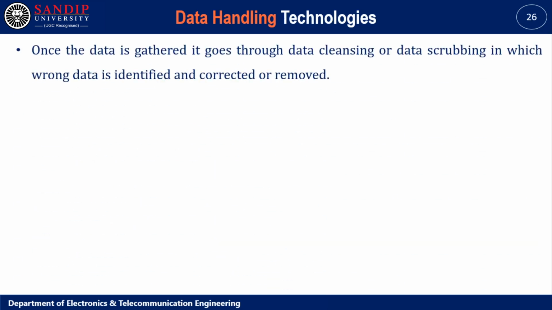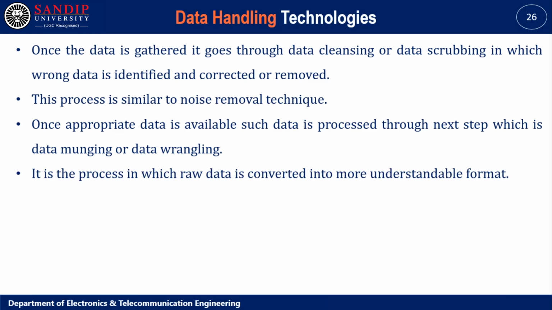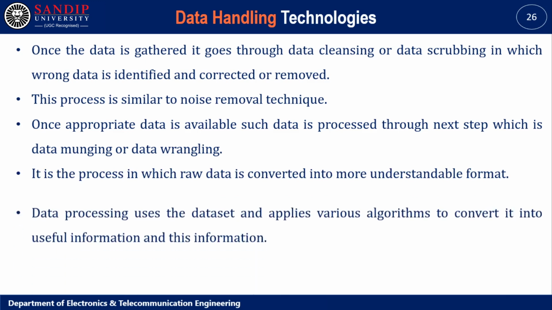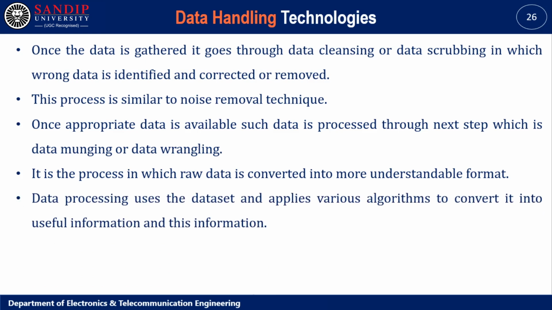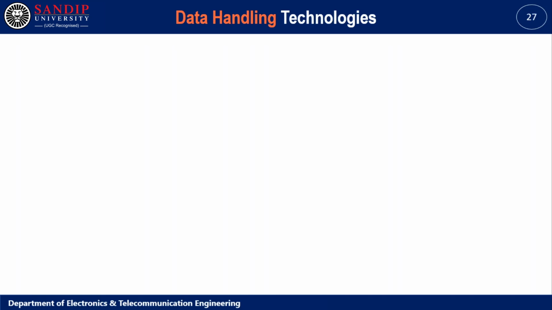Once the data is gathered, it goes through data cleansing or data scrubbing, in which wrong data is identified and corrected or removed. This process is similar to a noise removal technique. Once appropriate data is available, it is processed through the next step, which is data munging or data wrangling. It is the process in which raw data is converted into a more understandable format. Data processing uses the data set and applies various algorithms to convert it into useful information, and once the relevant information is available, it is represented by data visualization techniques.